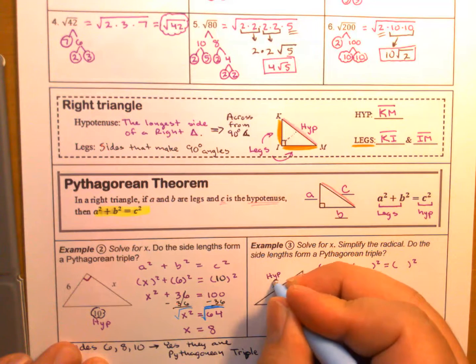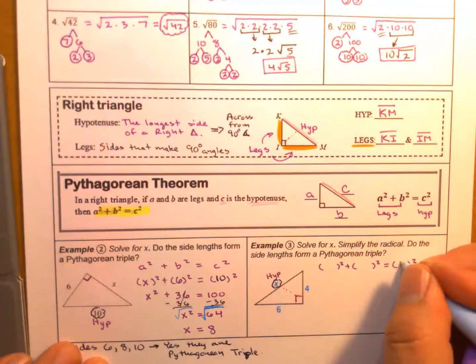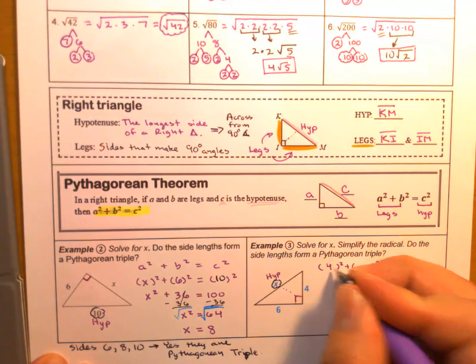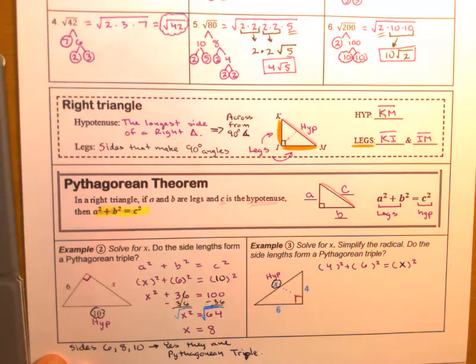But the height this time, the hypotenuse is the x. Look at where the x is this time. Notice the x isn't always going to be in the same spot. It just depends what's given to us. So these are the legs, 4 and 6. So as I'm working with 4 and 6, here we go.